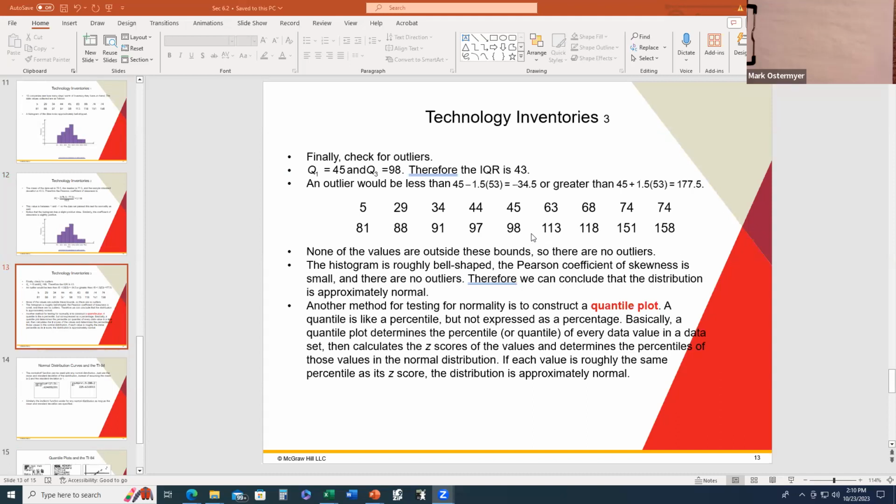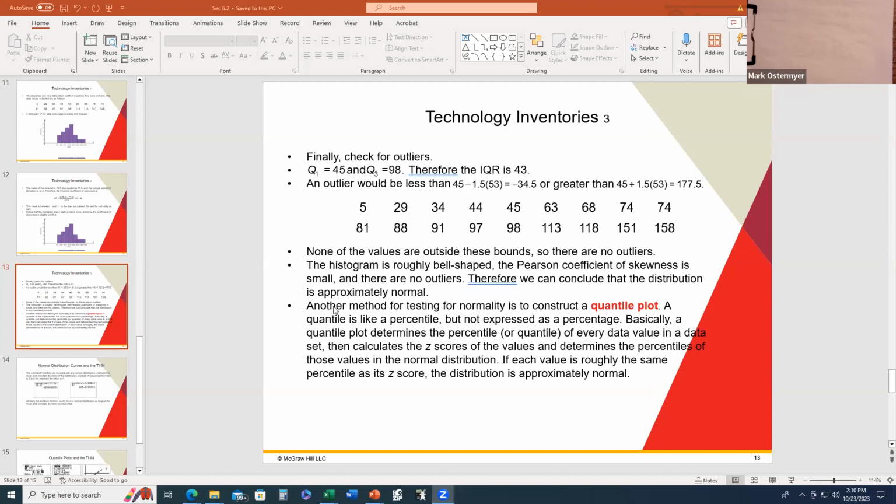And here they're checking for outliers, where remember a data point is considered to be an outlier if it's more than 1.5 times the interquartile range less than your first quartile, or 1.5 times your interquartile range greater than your third quartile. Your data point is considered to be an outlier.